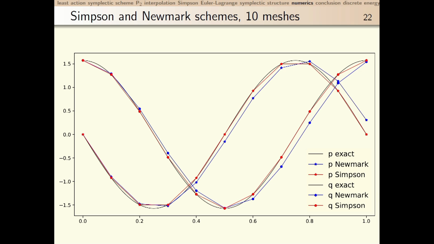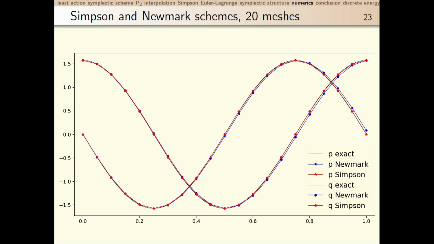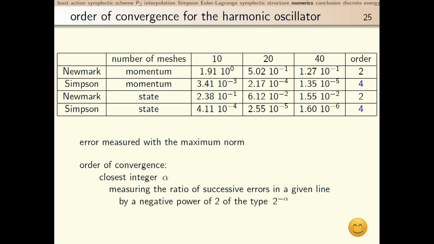I present the state and the momentum with 10 meshes, 20 meshes, and 40 meshes. Then you don't see anything again. But you see, looking carefully at the errors, that Newmark is still second order, and Simpson is fourth order for the momentum, and fourth order for the state.